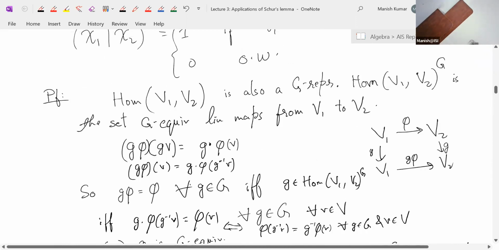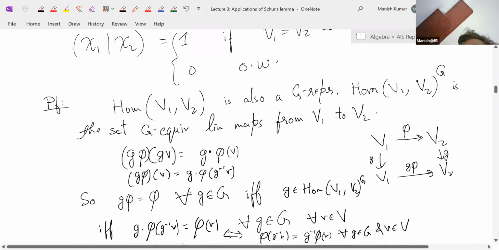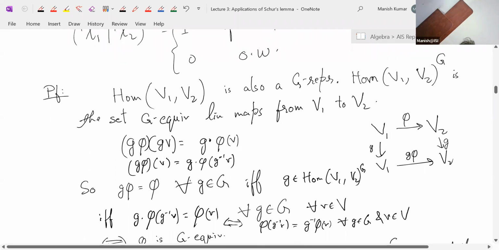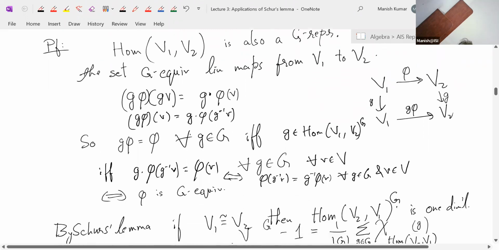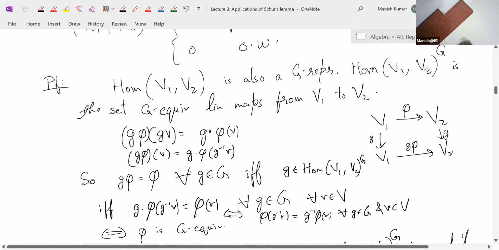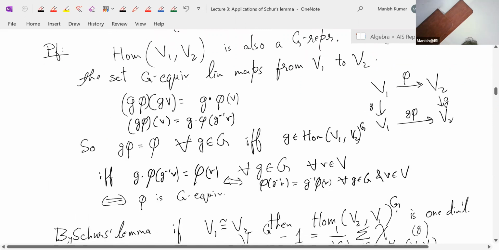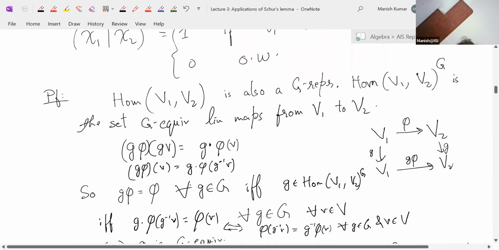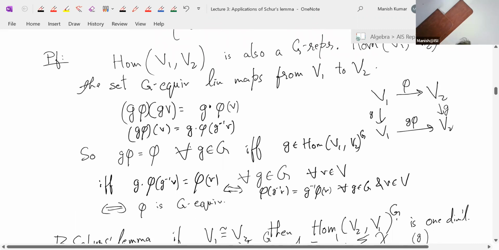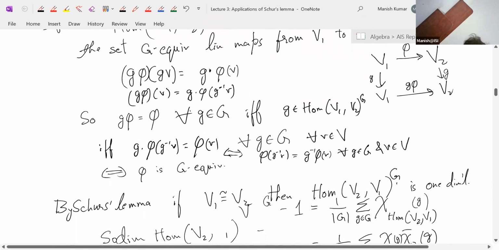So every element of this is G-equivariant, and any linear map from V1 to V2 which is G-equivariant sits inside this. So all these are equal. Now by Schur's Lemma, if we take a G-equivariant map between two irreducible representations, it is either an isomorphism or zero. So if V1 and V2 are isomorphic, then what does Schur's Lemma say?